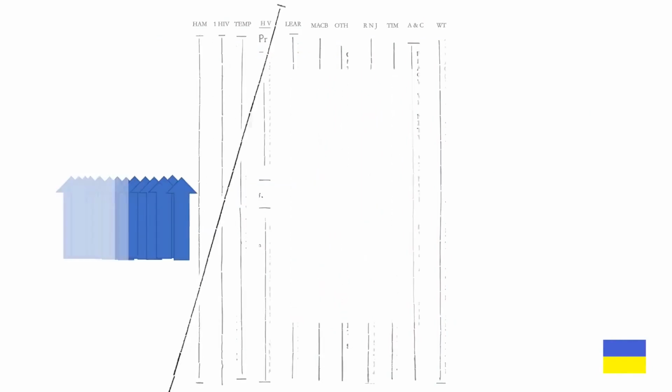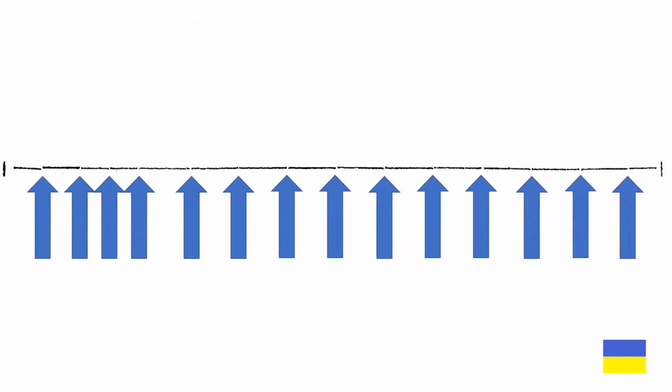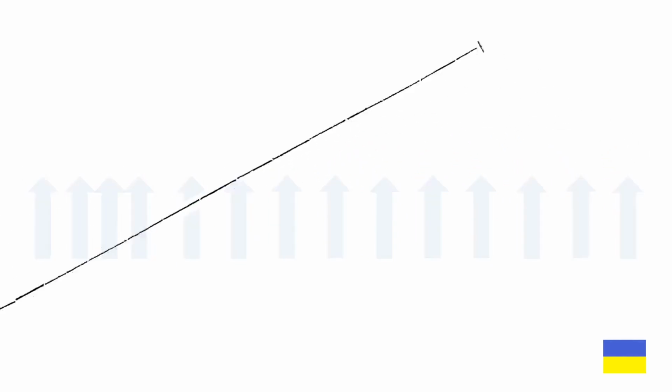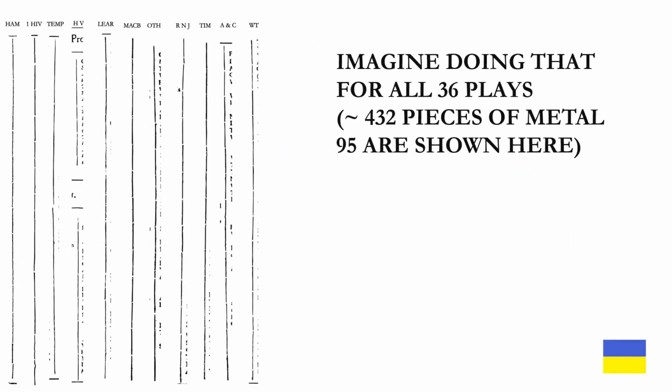Here are some random examples from some plays. Hamlet has 15 tiny pieces of metal rule. The arrows show the gaps between them. Imagine doing that for all 36 plays. Around 432 pieces of metal would have been used, and 95 are shown here.